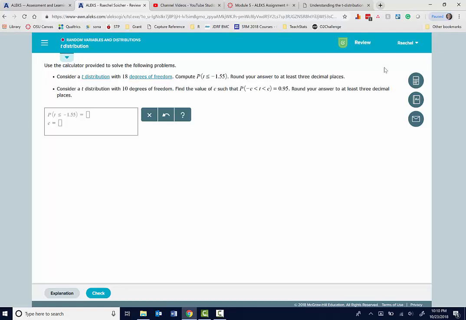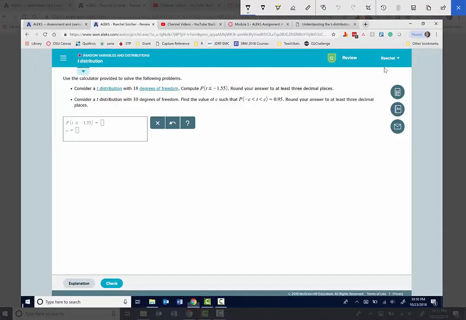Okay, so firstly, the problem asks us to consider a t-distribution with 18 degrees of freedom, and to find the probability that the t value is less than or equal to negative 1.55. For this we're going to run into the same problem we ran into before, where the calculator does one thing, but we need a different value.